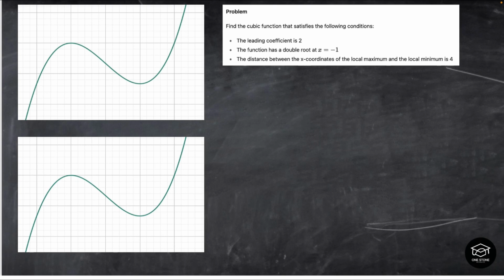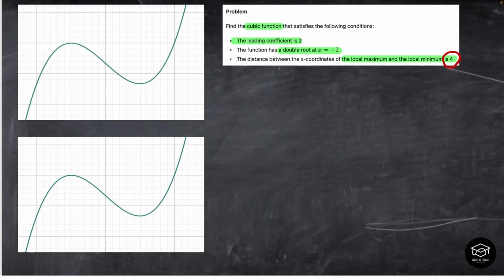Let's work through a simpler example. We are asked to find a cubic function that satisfies three conditions. Its leading coefficient is 2. It has a double root at x = −1. And the distance between the x-coordinates of its local maximum and its local minimum is 4.